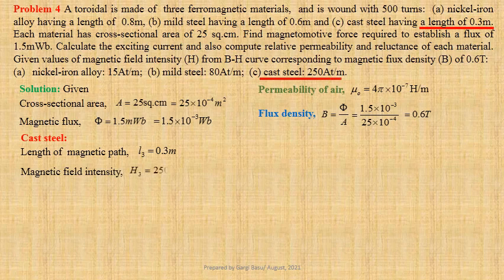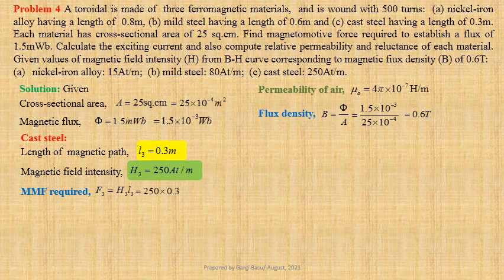For cast steel, given length of the magnetic path L3 equals 0.3 meter and magnetic field intensity H3 equals 250 ampere turns per meter. Let us now compute MMF required. F3 equals H3 into L3. Using values we get 250 into 0.3, that gives us 75 ampere turns.